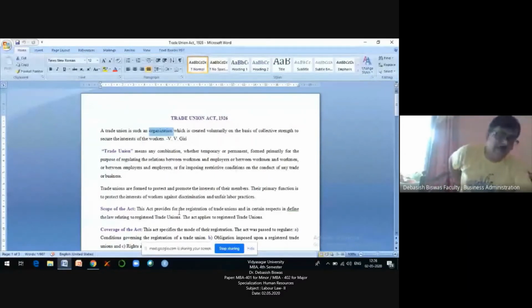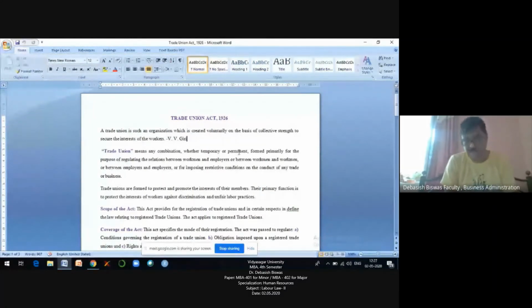Right? So now one by one, we are coming to the main discussion. I hope this definition is clear to you. A trade union is such an organization which is created voluntarily on the basis of collective strength to secure the interest of the workers. And as per the definition given by the Trade Union Act 1926, trade union means any combination, whether temporary combination or permanent combination. Right? It might be a temporary trade union, it might be a permanent trade union.